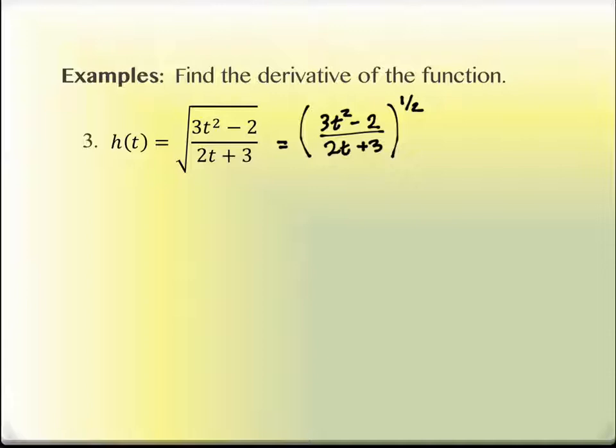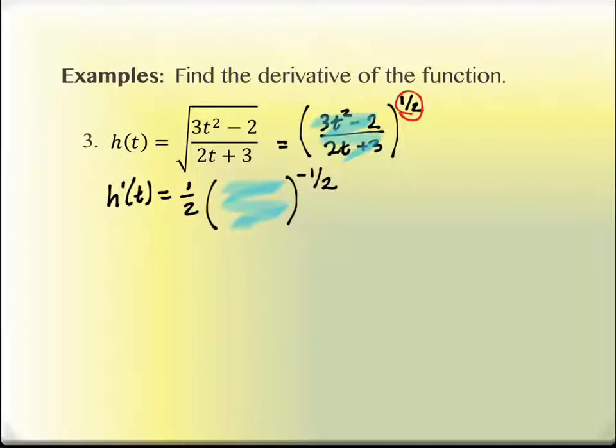This looks a lot like the last two problems that we did. I've got something, it's messier, but I've got something in here, and it's raised to a power. It's a power rule, right? So what does the power rule say I do with that 1/2? Bring it down. And then what do I do with the power? I subtract 1. 1/2 minus 1 is negative 1/2. And then the part that I highlighted in blue stays the same. So 3t squared minus 2 over 2t plus 3. That's the derivative of the outside. It's just a power rule.